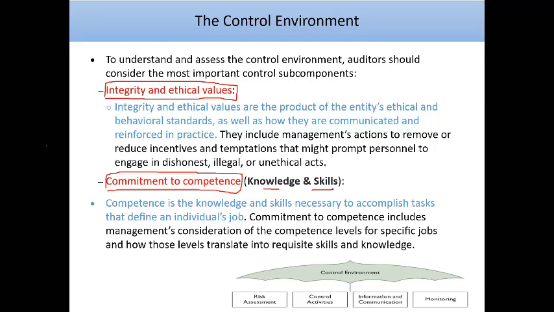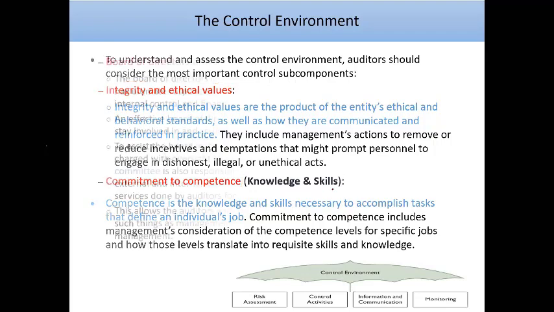So the control environment, as you can see, is an umbrella. If you have a good control environment, then you can apply the other four components of the system. If you don't have a good control environment, you will not be able to do anything right regarding the other four components that you have.